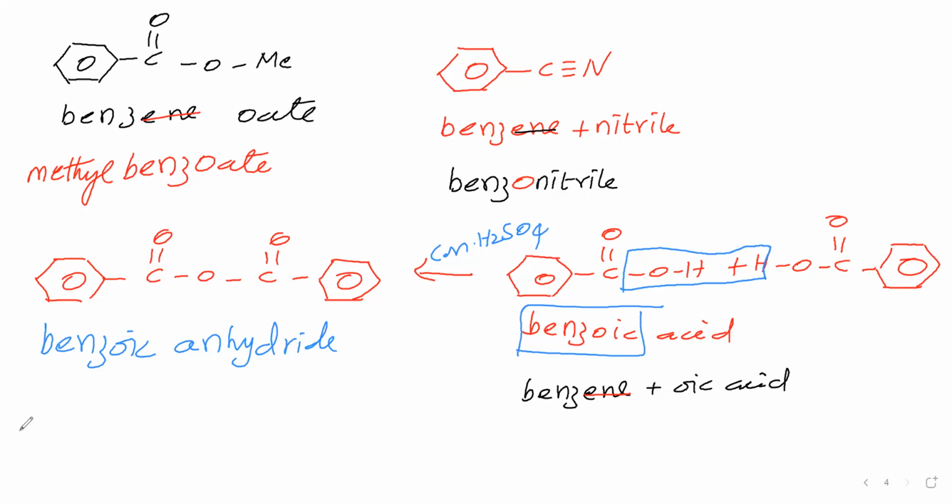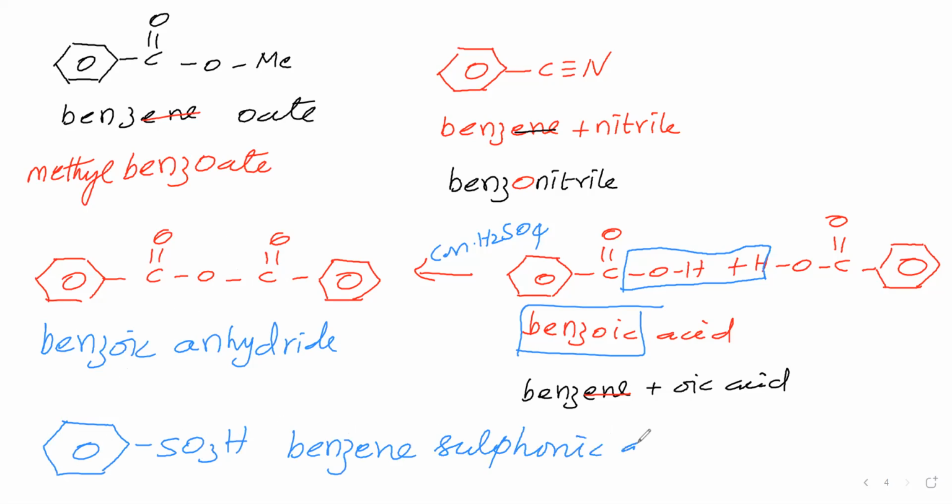Next compound we will take, a phenyl ring with SO3H. This name you say benzene. Don't remove anything. SO3H you say as sulfonic acid. So we can say benzene sulfonic acid. Benzene sulfonic acid is the name of that compound.